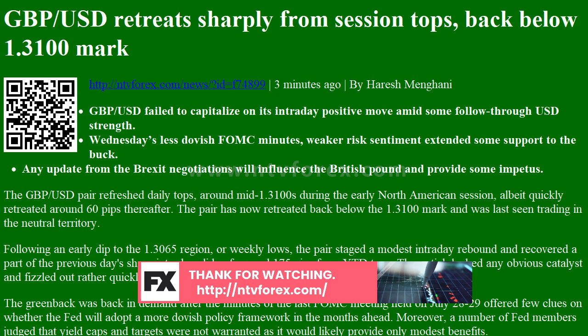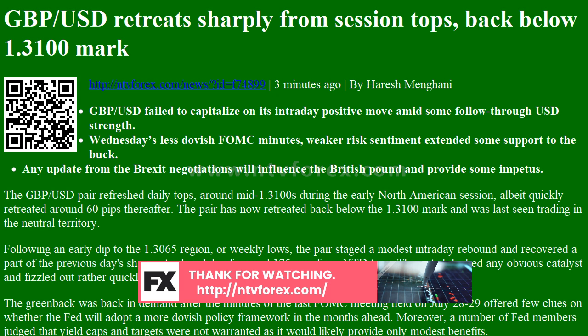Meanwhile, the USD bulls largely shrugged off a steep decline in the U.S. Treasury bond yields, and instead took cues from a turnaround in the global risk sentiment. A weaker trading sentiment around the equity markets extended some support to the greenback's perceived safe haven status and exerted some pressure on the GBP/USD pair.